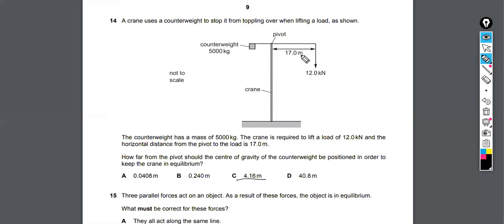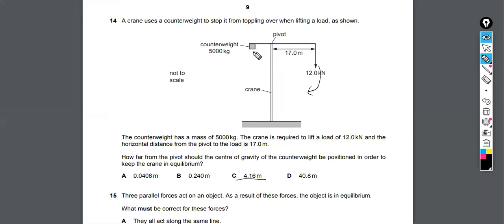Like, we need this weight here because if all we do is lift up 12,000 newtons of weight, the crane has so much torque on this side that it falls over. So we need a counterweight. And so we use the principle of moments to say, okay, well, this one is producing a moment that's going this way, clockwise.